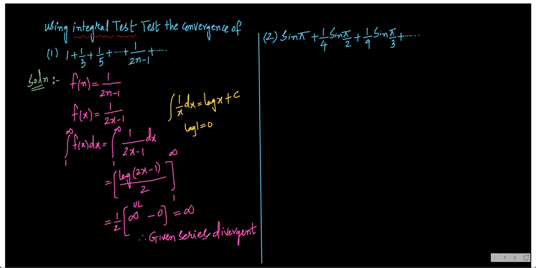We have to find the nth term. That nth term will be denoted with f of n. From f of n, we should get f of x. And the value of f of x, we have to integrate from 1 to infinity. If your answer is other than infinity, that is convergent. If it is equal to infinity, that is divergent. This is the only integral test. That is all there is to it.